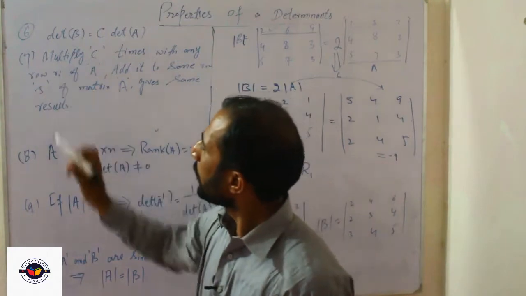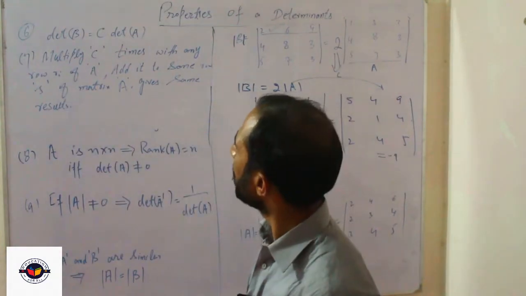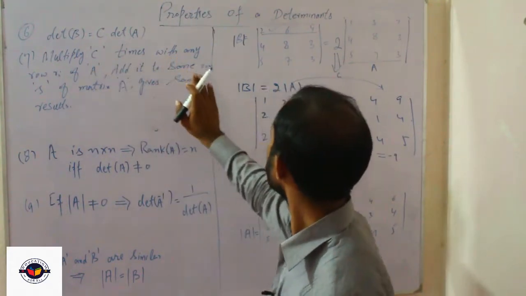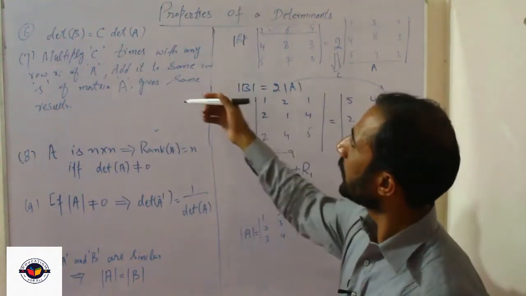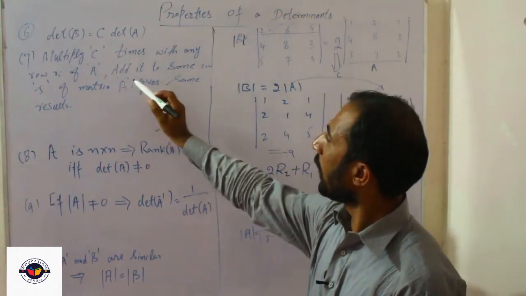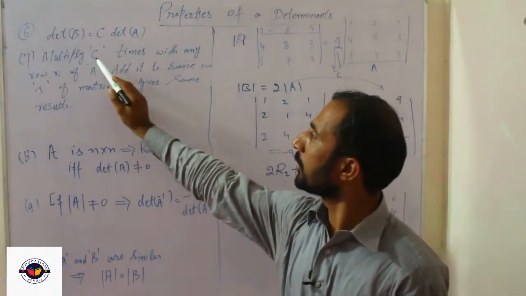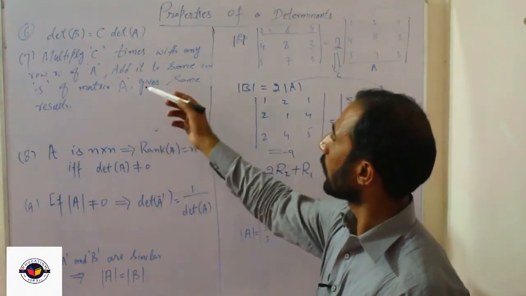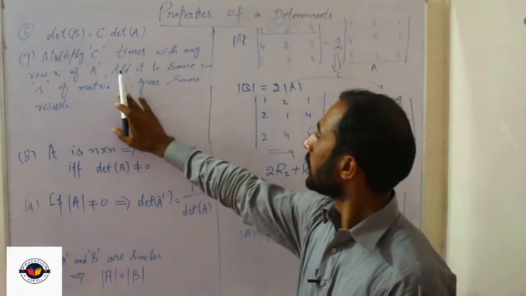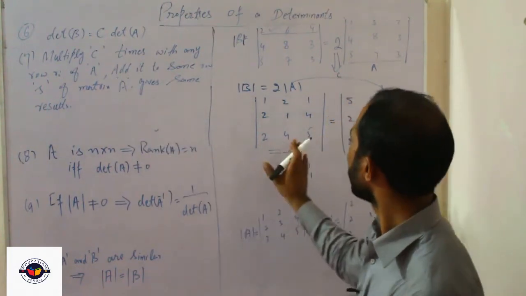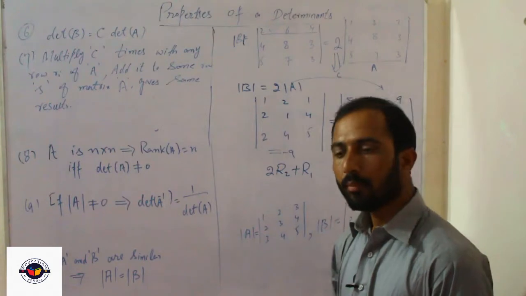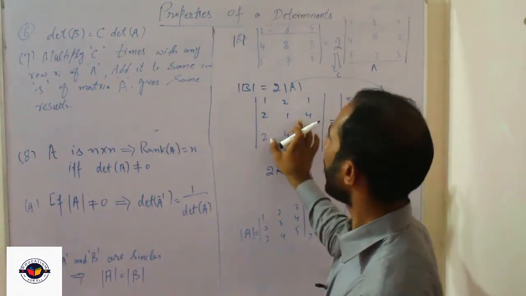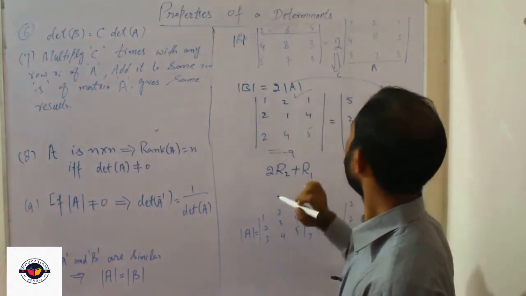Now property number 7. Property number 7 defines that if I multiply any row of a matrix with a certain constant C, and after multiplying that row with constant C, I add that product into some other row of the matrix A, then the determinants of both the matrices will be the same. For example, this is our original matrix.